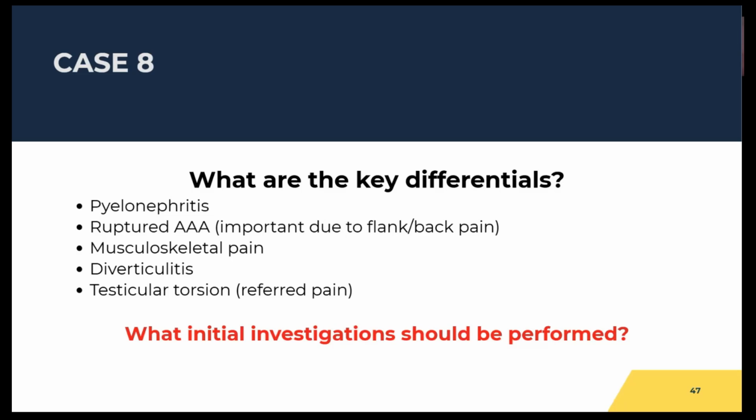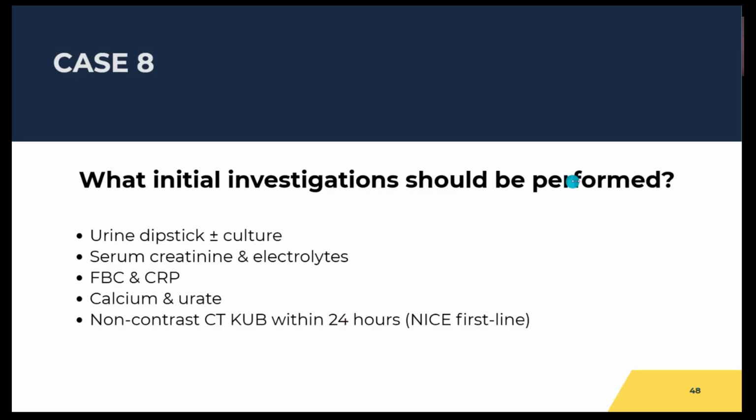So I'll give a bit more time for this question. Okay, great. Someone's mentioned non-contrast CT, urine dip and culture. So there's a few right answers. Urine dipstick and culture: urine dip is essential. You might see microscopic hematuria, so blood in the urine. But if there is an absence of this, it doesn't exclude a stone, so please be aware of that.